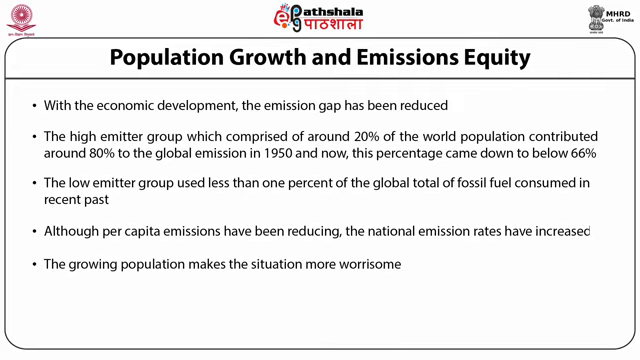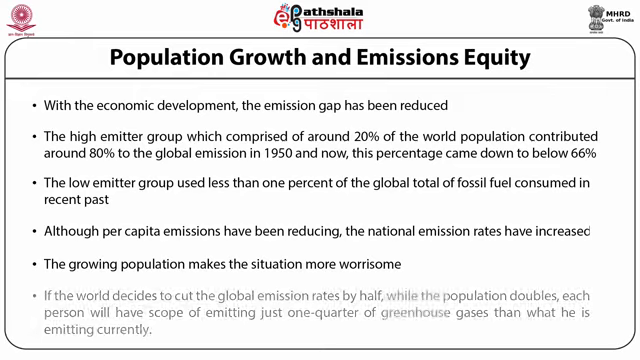The rising population will make it more difficult for technological improvements, economic adjustments, and lifestyle changes to slow the pace of economic change. If the world decides to cut the global emission rates by half while the population doubles during the same period, it would mean that each person will have scope to emit just one-fourth of the greenhouse gases than what he is emitting currently.